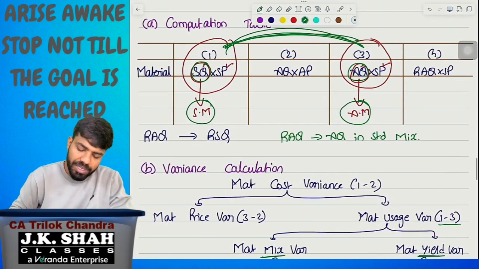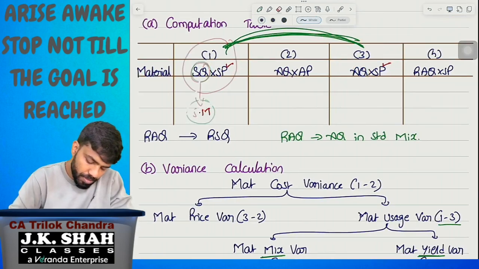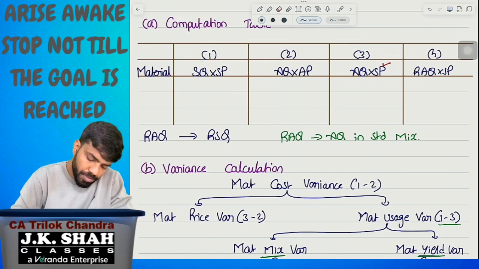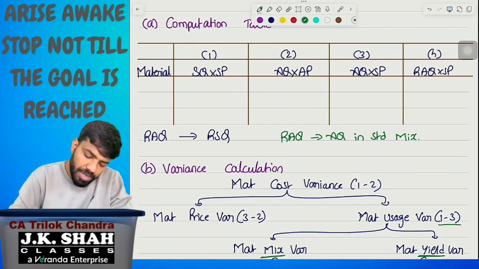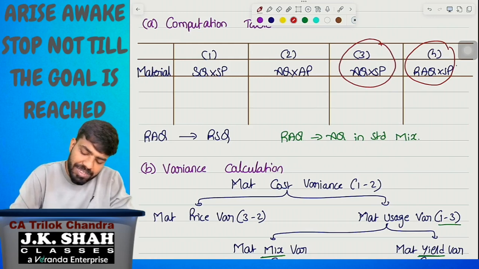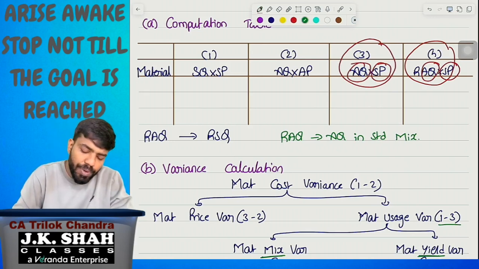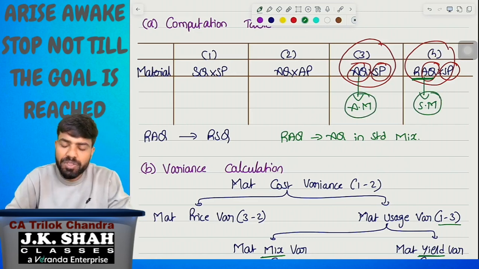So here what we need to understand is 4 minus 3. Let me take the fourth column and third column. If you look at these two columns, standard price, so not because of price. Actual quantity, so not because of quantity. It is purely because of mix. Third column is actual quantity in actual mix. Here, revised actual quantity is nothing but actual quantity in standard mix. So that we take 4 minus 3 as mix variance.